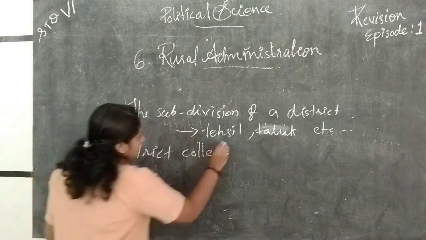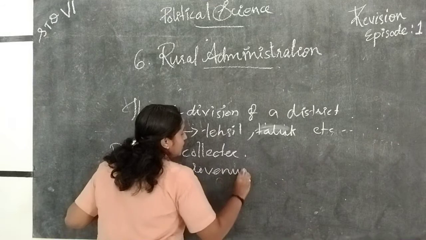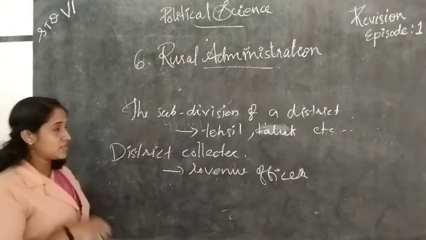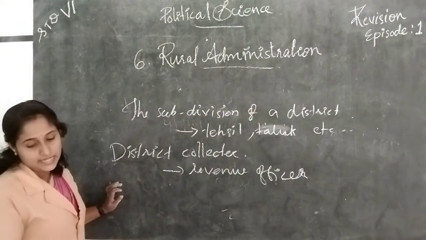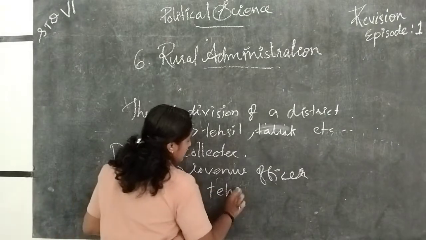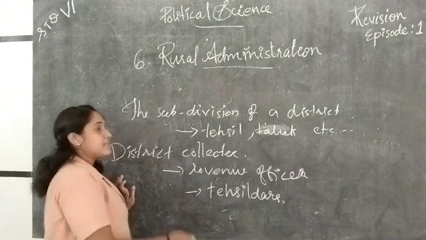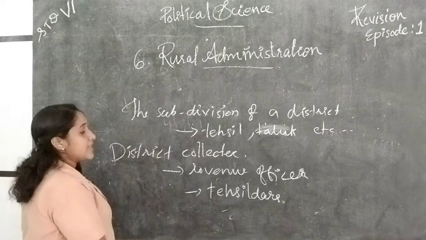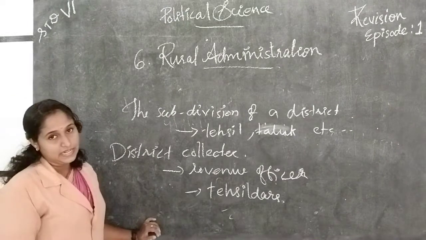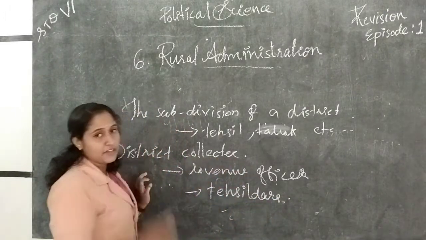The district collector and revenue officers. Revenue officers include the administration officers, also called the tahsildar. Who is that? The revenue officer related to a tahsil or taluk is known as the tahsildar. The head of that particular district is the district collector. The district collector has control of the tahsildars and the revenue officers.